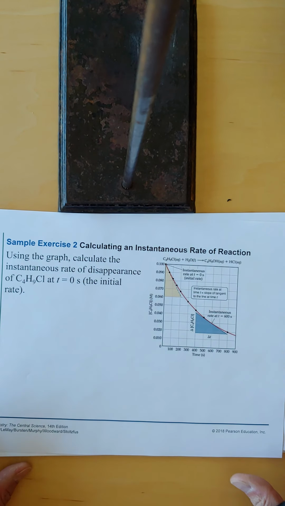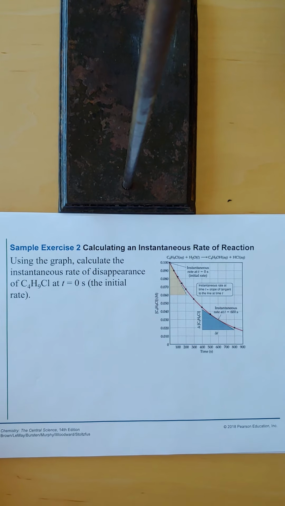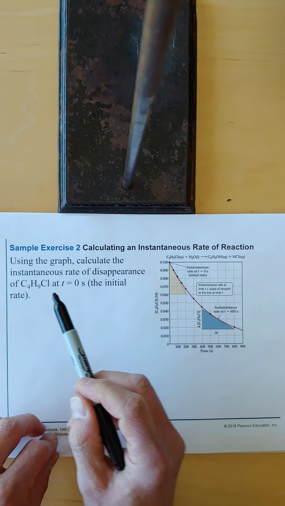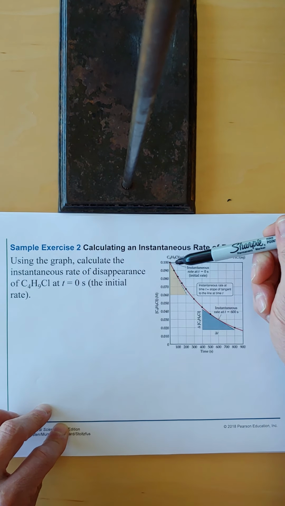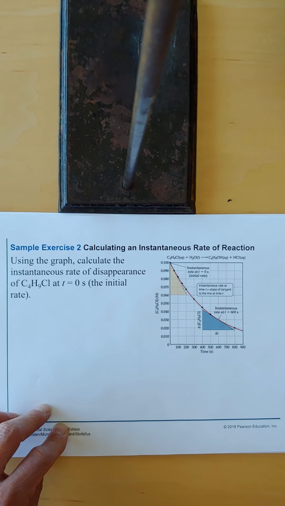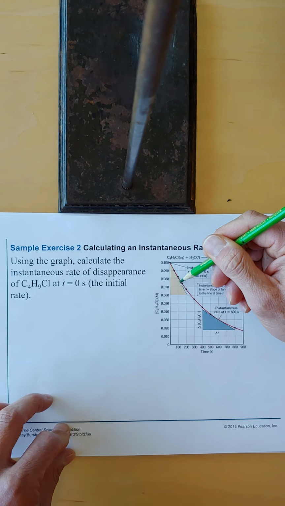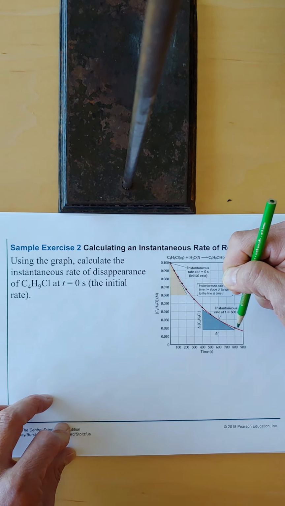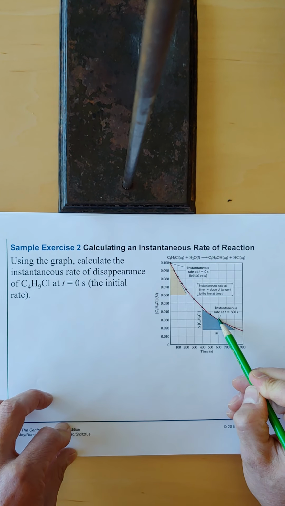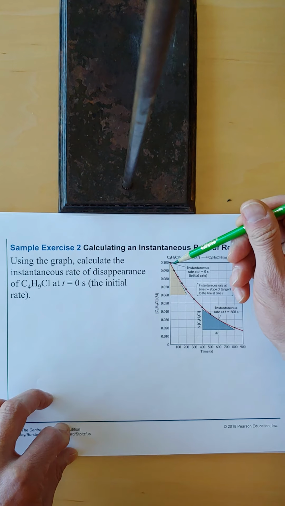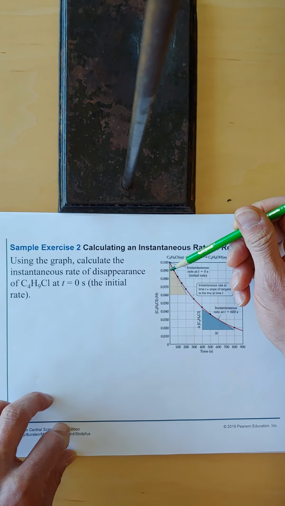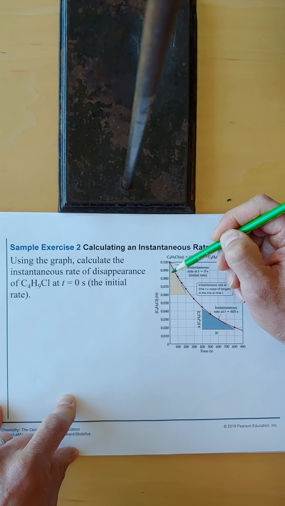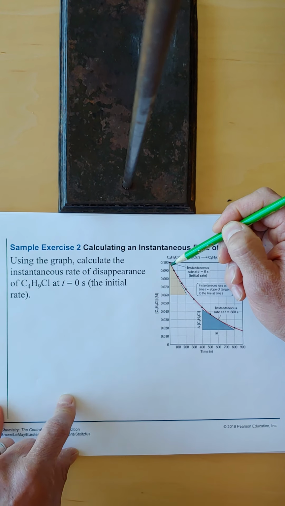In our second example, we're going to use the graph, and we're going to calculate the instantaneous rate of the disappearance of C4H9Cl. When we look at this graph and ask what our instantaneous rate is, at time equals 0 we can see we get an instantaneous rate, and that over time starts to change a little bit. The instantaneous rate at t equals 600 seconds is going to be different than the instantaneous rate at t equal to 0 seconds. So to figure out this rate, we have to figure out the slope of the curve at t equal to 0.